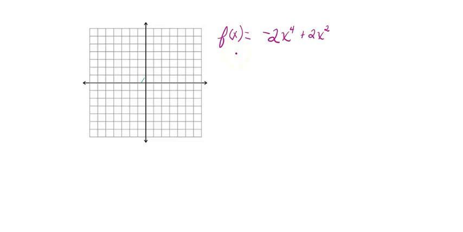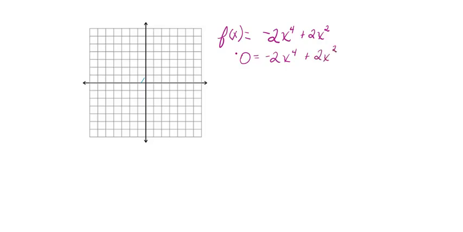Okay, let's do another example. Let's look at example 4 on the bottom of page 103. It says, find all the real zeros and relative extrema of f of x equals negative 2x to the fourth plus 2x squared. So the first thing I'm going to do is set my whole function equal to 0, and then I'm going to factor and solve for x.